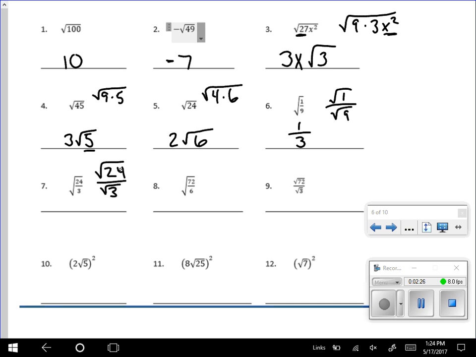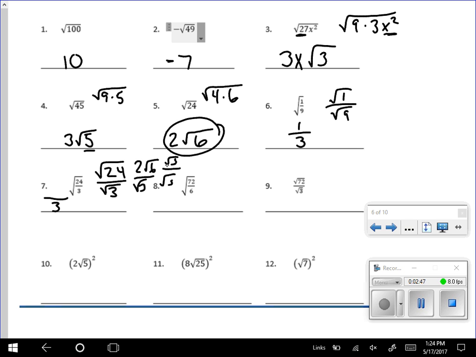So we could simplify the top first if we'd like. We've already simplified that right here. So 2 times the square root of 6 over the square root of 3. But now we need to rationalize our denominator. I'm going to try to find some space here. So I'm going to multiply by the square root of 3. The square root of 3 times the square root of 3 is 3 on the bottom.